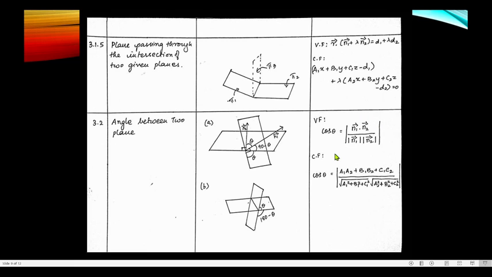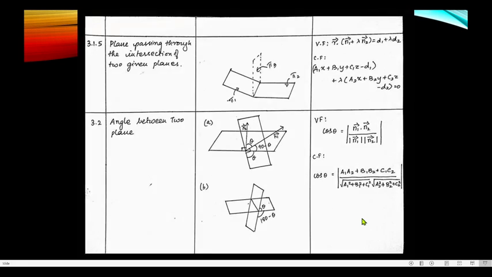Cartesian form: cos theta is equal to modulus of a1 a2 plus b1 b2 plus c1 c2 divided by root of a1 square plus b1 square plus c1 square into root of a2 square plus b2 square plus c2 square. In the line equation we would have represented as lowercase a, b and c. Here it's uppercase A, B and C.